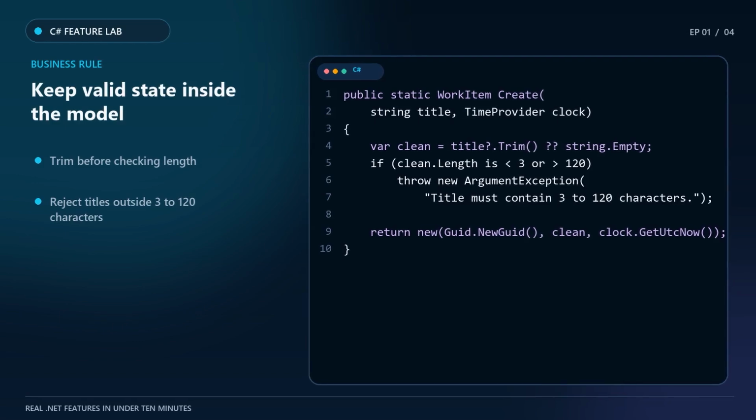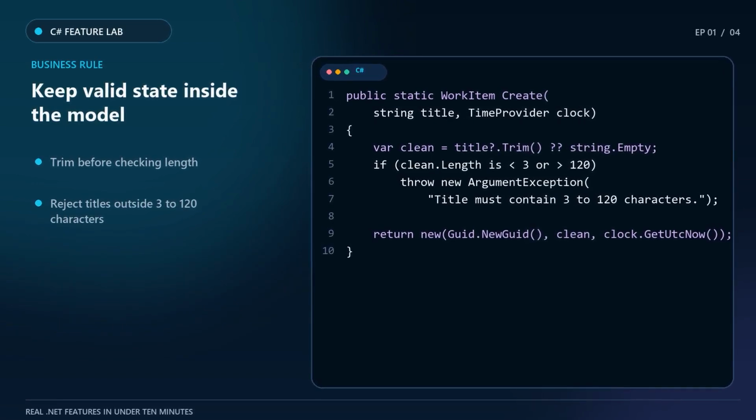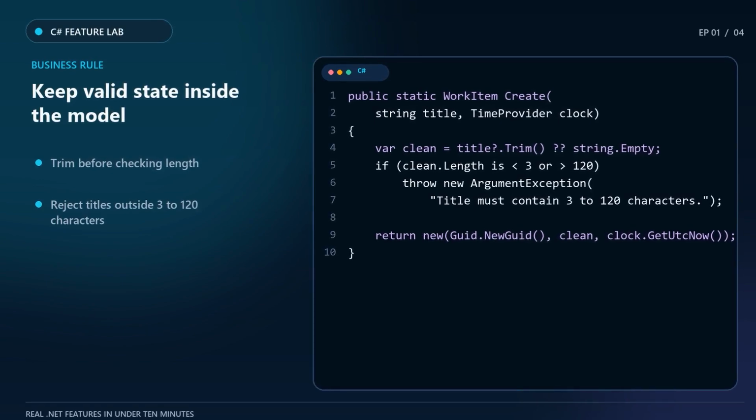The model should make invalid state difficult to create. A static create method trims the title, checks the useful length, and only then constructs the object. Notice that the constructor is not the public entry point. That gives the rule one home instead of repeating it in every endpoint or user interface. We also inject a time provider rather than calling DateTime.Now inside the rule. The first endpoint uses the system clock, while a focused unit test can provide a fixed clock later. The identifier and time are generated after validation, so rejected requests do not pretend that a real work item existed.